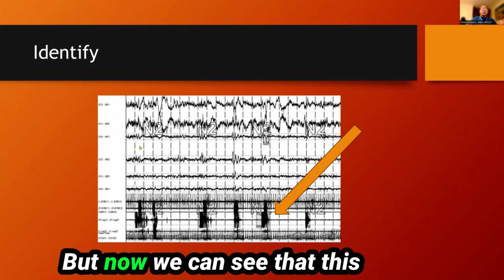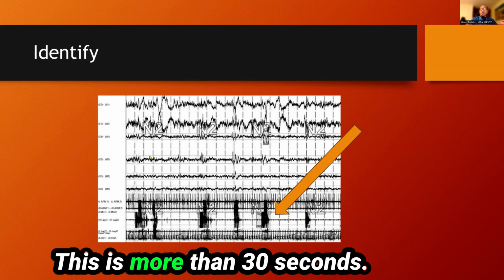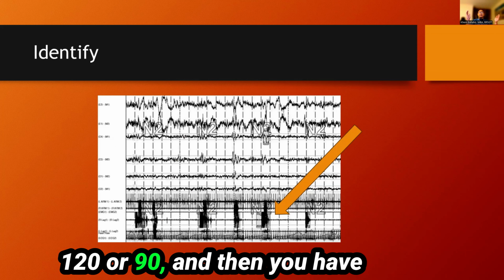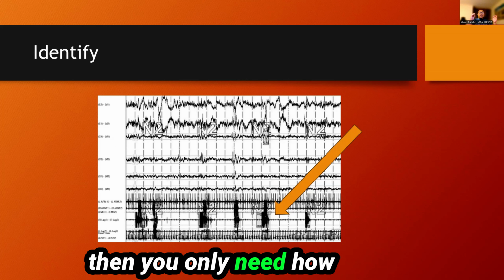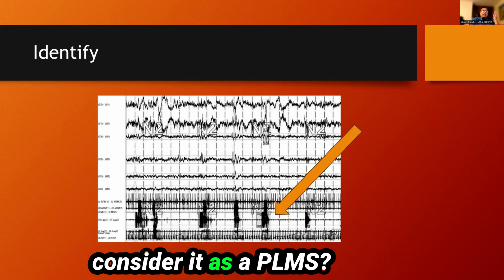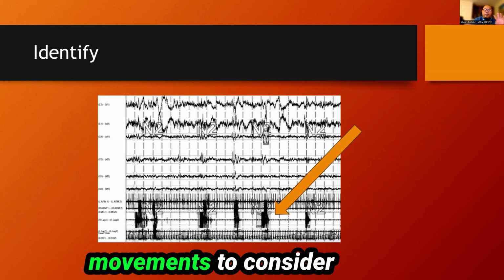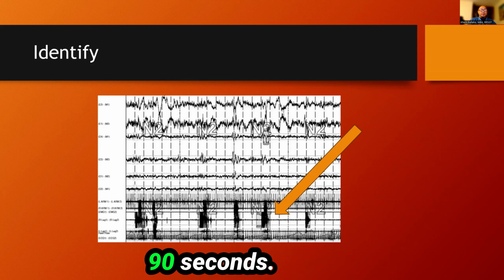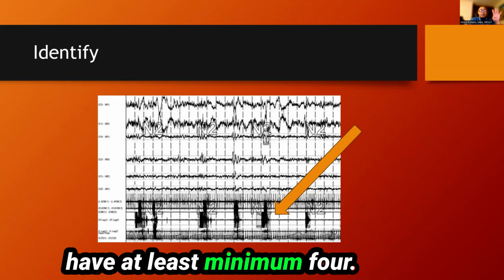But now we can see that this epoch is not 30 seconds. This is more than 30 seconds. So if you have an epoch that's 120 or 90, and then you have multiple leg movements, then you only need how many leg movements to consider it as a PLMS? 4. You need 4 leg movements to consider it as a PLMS. Within how long? 90 seconds. Very good. So within 90 seconds, if you have at least minimum 4.